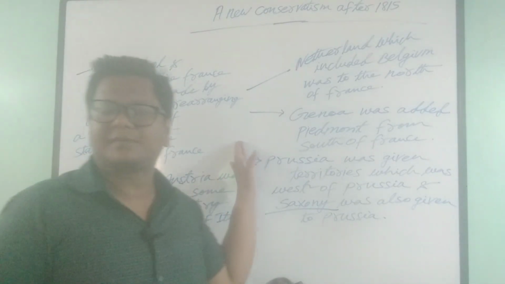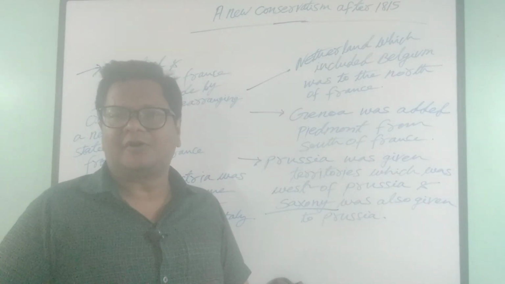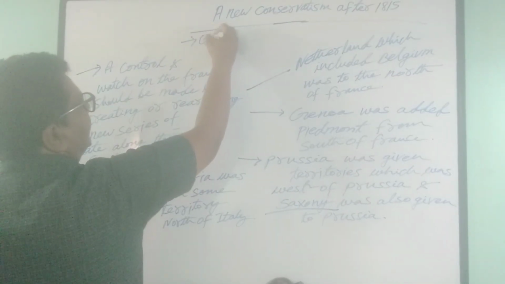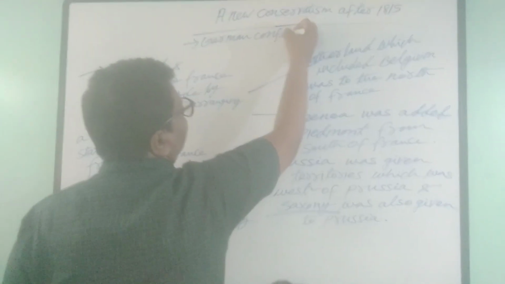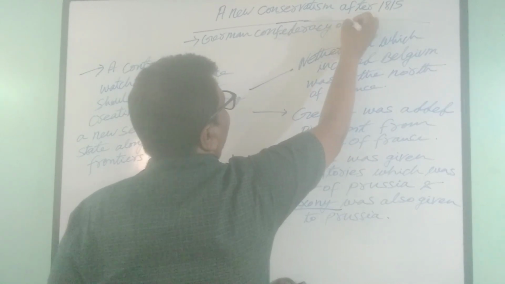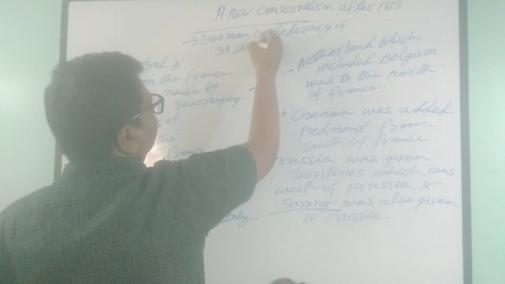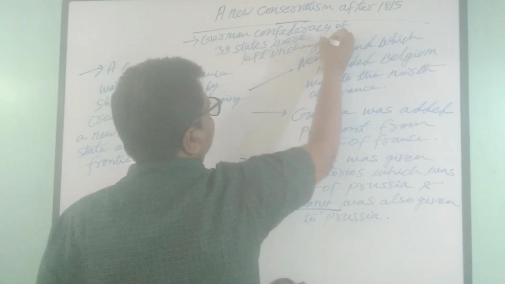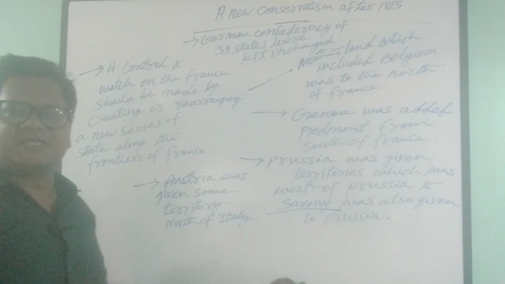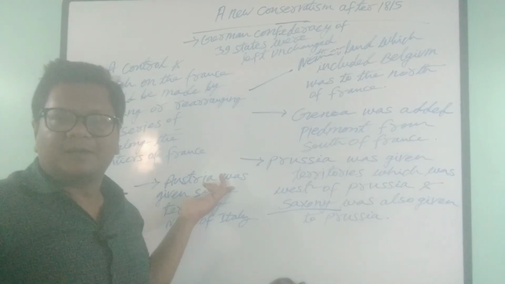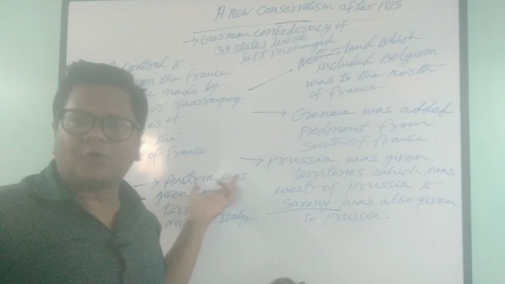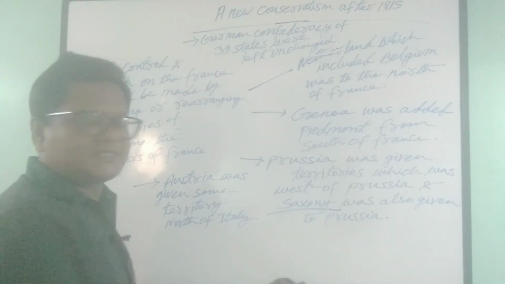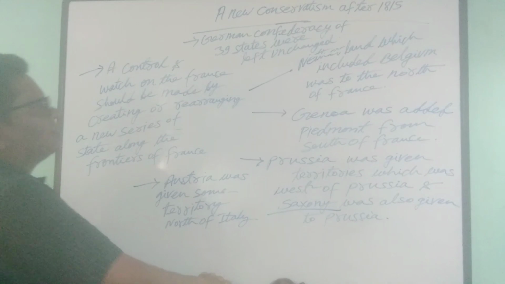And apart from this, the German confederation of 39 states was left unchanged. So these were the changes that were made so that the monarchical form of government could be restored. And apart from these changes, there were certain other changes that we are going to discuss.